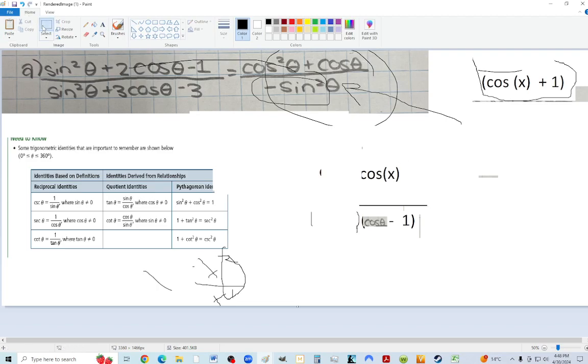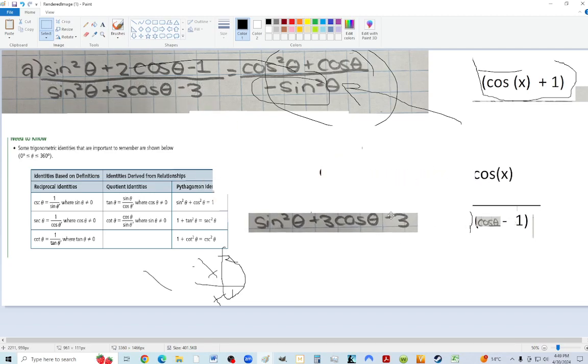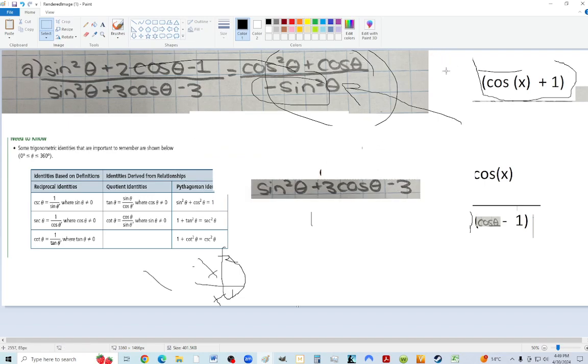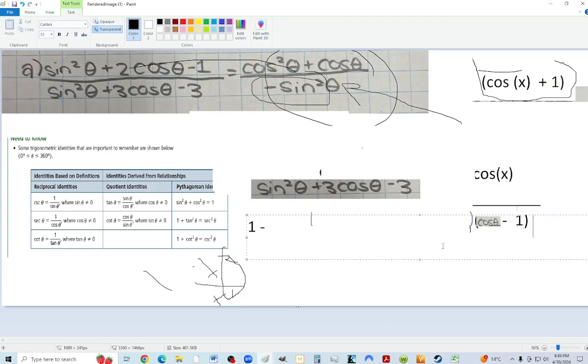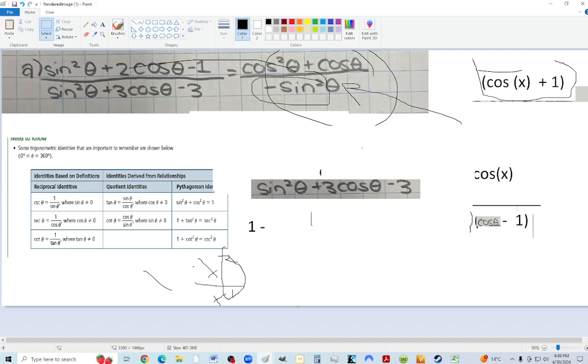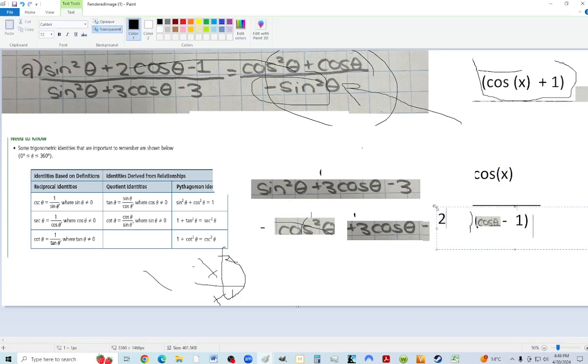Let's see if we can make the left side match that. Well, let's start with the bottom here. The bottom, that sine squared, again, can be replaced with 1 minus cos squared. It's a little bit messy, this cos squared, but that's okay. And then I have plus 3 cos minus 3. And if I look at my numbers, I got 1 here, minus 3. That makes minus 2. So I'll just slap the minus 2 over here. You're allowed to group like items.